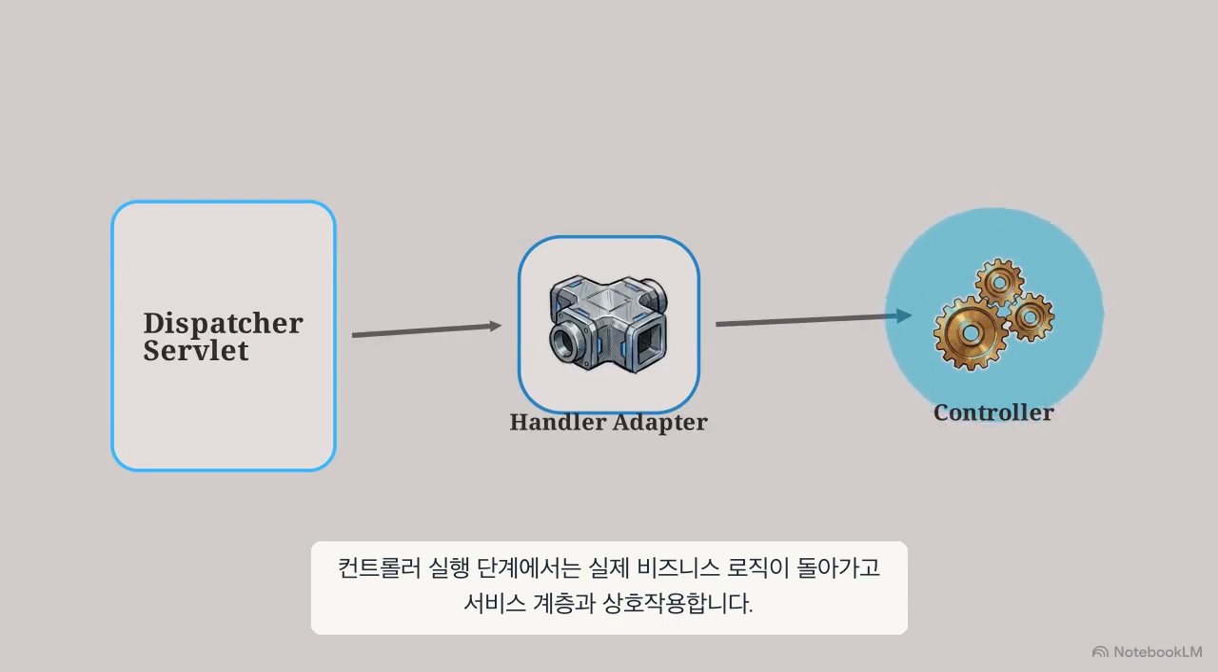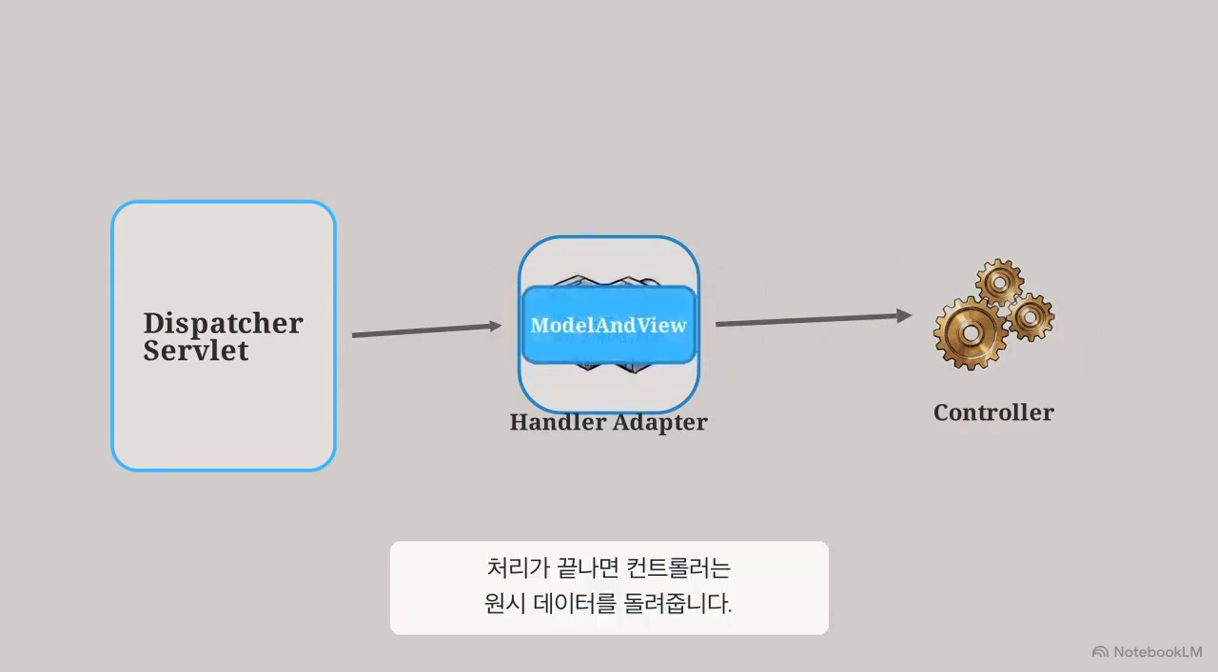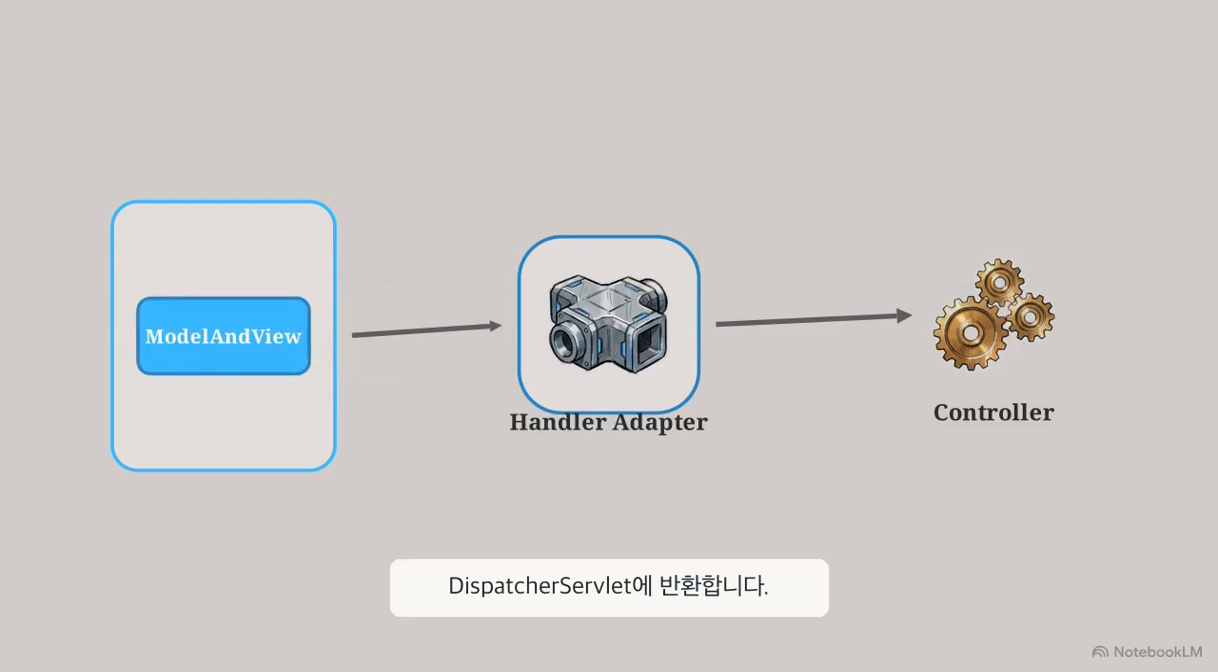In the controller execution phase, actual business logic runs, interacting with service layers. When finished, the controller hands its raw data back. The adapter repackages the result into a standardized ModelAndView object, returning it to the dispatcher servlet.